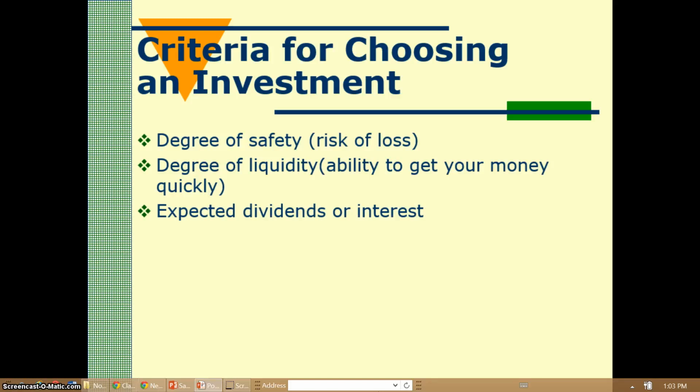So if you want additional sources of income besides the capital gain or the capital loss, you may want to consider that, and you can get those through mutual funds and stocks.